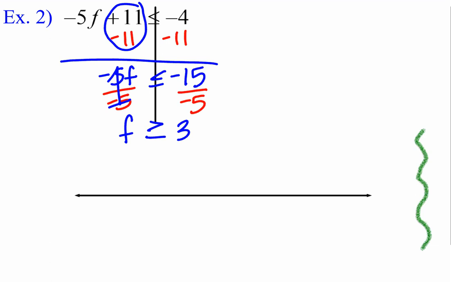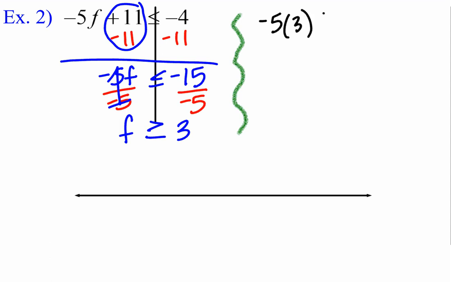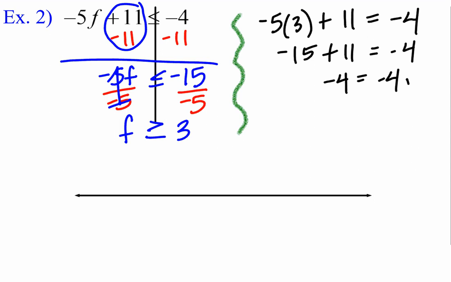So we're going to check our solution to make sure that it works. We're going to take that number of 3 and put it in the inequality, which we're going to turn into an equation for our check, and follow the order of operations. Negative 5 times 3 is negative 15, and negative 15 plus 11 is negative 4. So that works out. So this indeed is our solution.